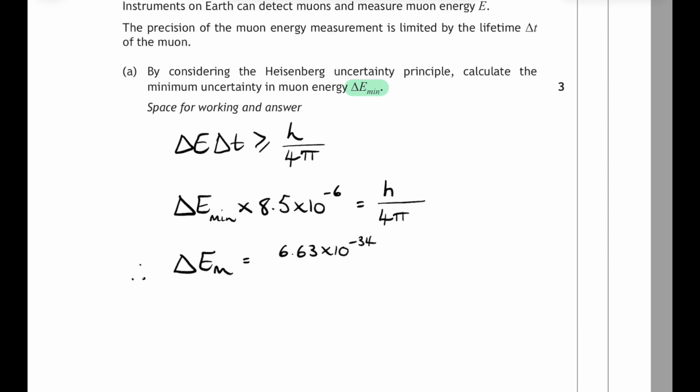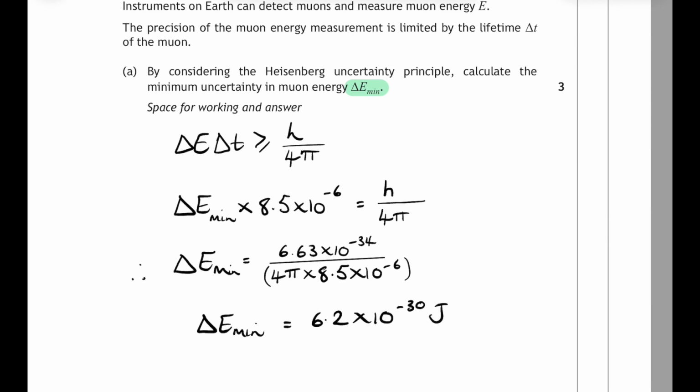Then if you do that on your calculator, you'll get 6.63 times 10 to the minus 34 over 4 pi times 8.5 times 10 to the minus 6. And that gives you an answer of 6.2 times 10 to the minus 30 joules. Make sure you state that that's delta E min.